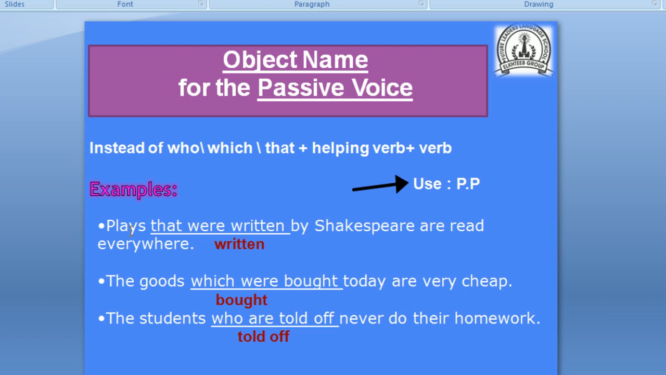The goods which were bought today are very cheap. I can say the goods bought. The students who are told off never do their homework. The students told off. The past participle instead of who, which, or that plus helping verb plus verb.